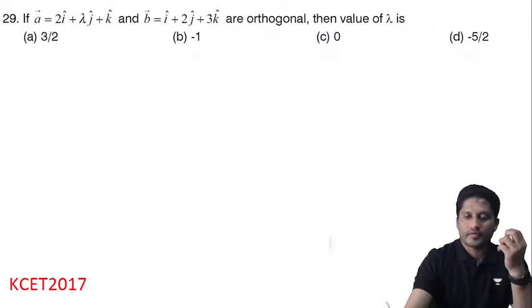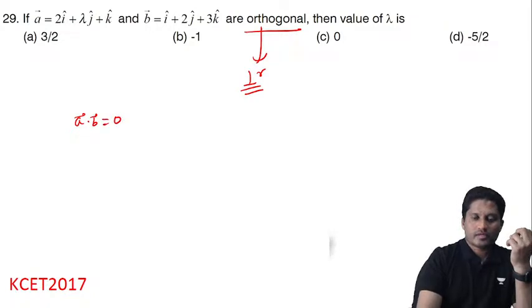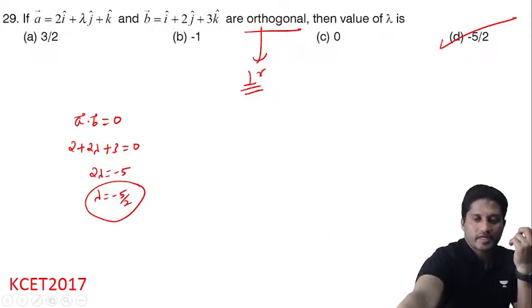Okay, if two vectors are orthogonal means perpendicular. Right, orthogonal means A dot B is 0, right? So if I take the dot product, 2 into 1 is 2, lambda into 1 is 2 lambda, plus 3 is equal to 0. 2 lambda is equal to minus 5. Lambda is equal to minus 5 upon 2. Okay, answer is option D. Right, let's do one more question, guys.